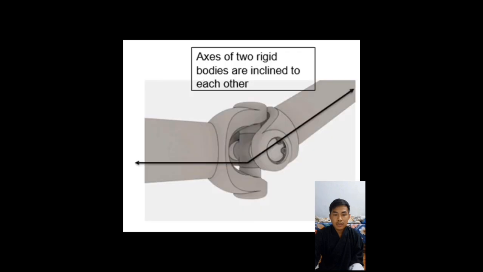And number 6, we have universal joint. It is also called universal coupling or hook joint, and it has 2 hinges joining at a point at 90 degrees to each other with their axes inclined to each other. In this type of joint we have 2 degrees of rotational freedom about the intersecting point.